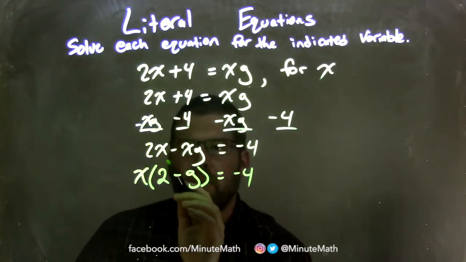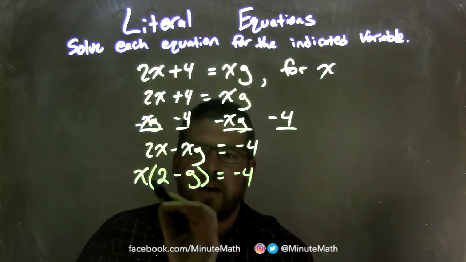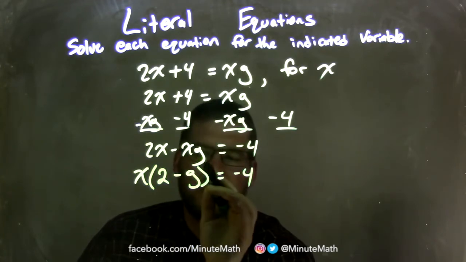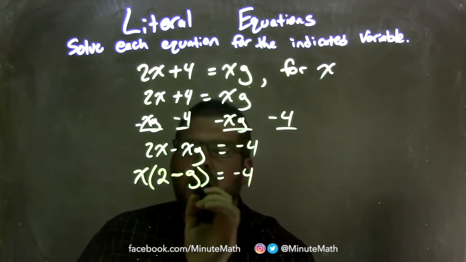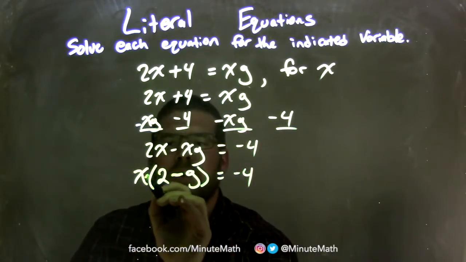So let's think about that for a moment. If I distributed that x back into the parentheses, I'd have 2x, right? X times 2 is 2x, and x times g is xg, or x times g. The subtraction sign will still be there. So I'm pulling out an x from both parts, which gives me the multiplication on the outside.